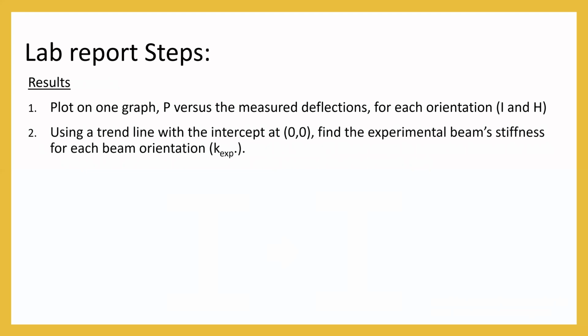And then using a trend line with the intercept at 0, 0, you're going to find the experimental beam stiffness for each beam orientation. So you're going to do that for I and H. So you'll have a K, or in this case, K is going to be our beam stiffness. So K experimental for I and H. And remember, the stiffness is just the slope of that trend line. So when we place the trend line with the intercept at 0, 0, it should be a linear trend line of the form number X. That's it. There's not going to be a plus B.